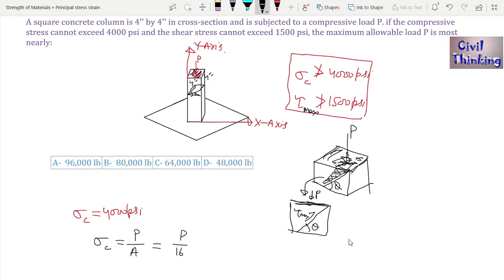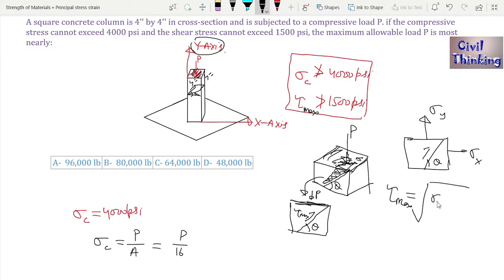Now if we want to find the maximum shear stress on an oblique plane, for example, this is the y axis, so this is sigma y, and this is the x axis, so here there will be some stress sigma x. Now on this plane, tau max is equal to the square root of the quantity sigma x minus sigma y divided by 2, whole squared, plus tau xy squared. This is the maximum shear stress on an oblique plane.